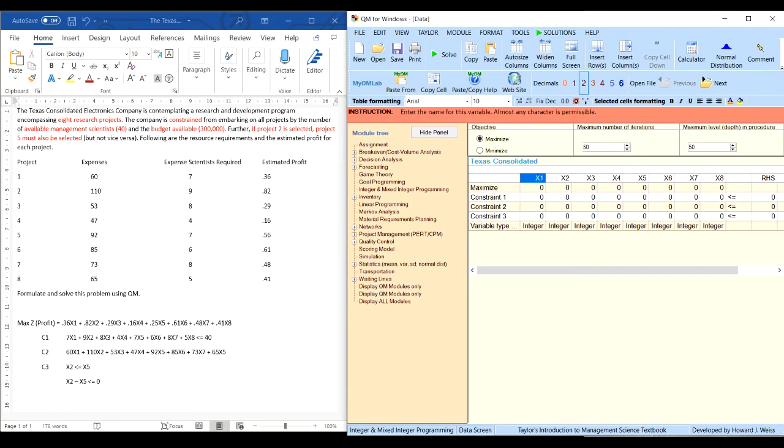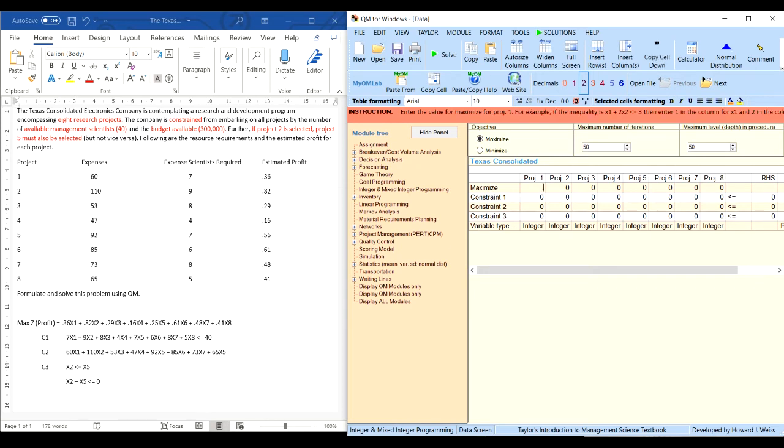Now we're going to rename our variables. The first one, proj1, proj2, proj3, proj4, proj5, proj6, proj7, proj8. That's what we've shown here. And we're trying to maximize our revenue or our investment.